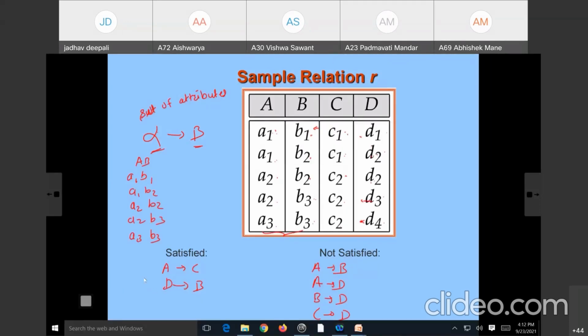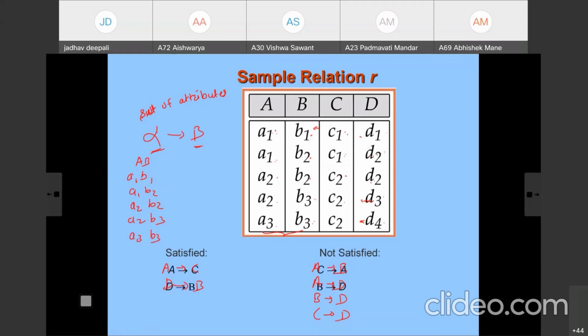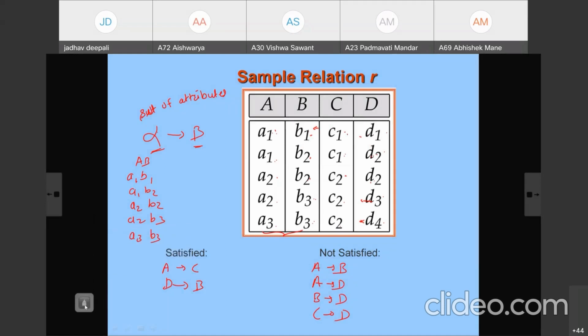So, A to C is satisfied here, D to B is satisfied here. These are all not satisfied. But when we combine these two attributes together, what values come here? A1, B1, A2, B2, A2, then A1 and this one. So all are unique values when we combine these together.